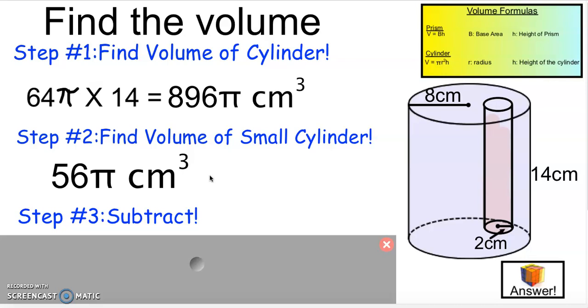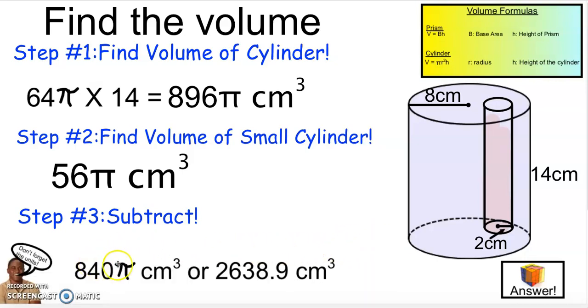And then all I need to do is subtract those two numbers. So I take 896 and I subtract 56, and that's going to give me 840 pi centimeters cubed. And then if I want to multiply that out, I just take 840 times 3.14, and I get 2,638.9 cubic centimeters.